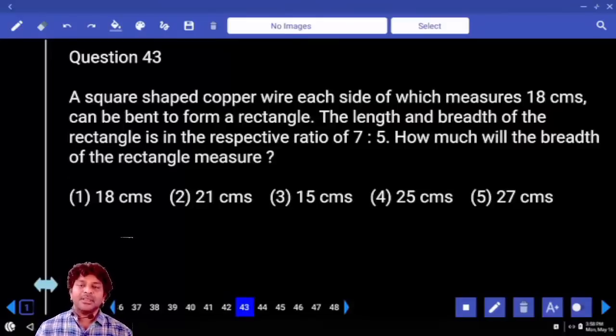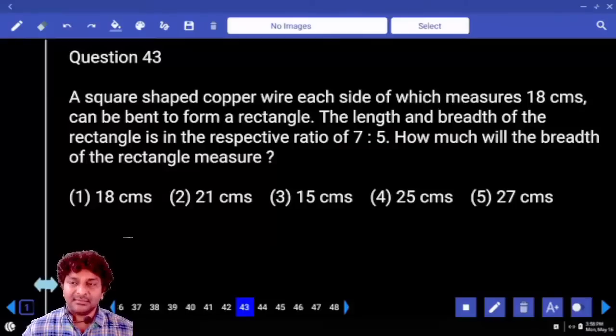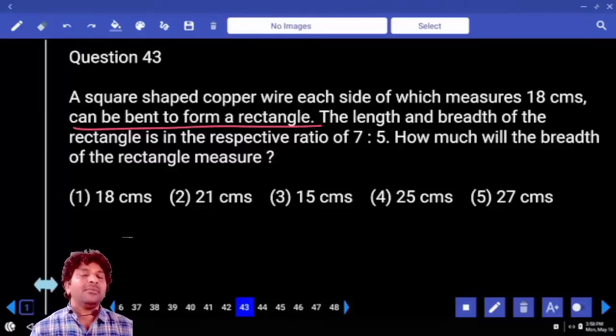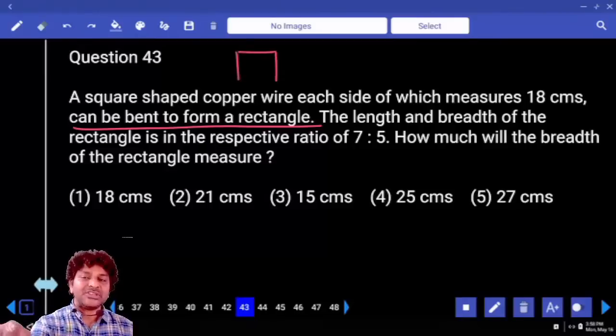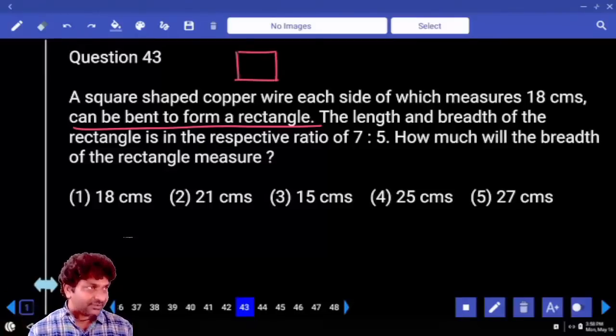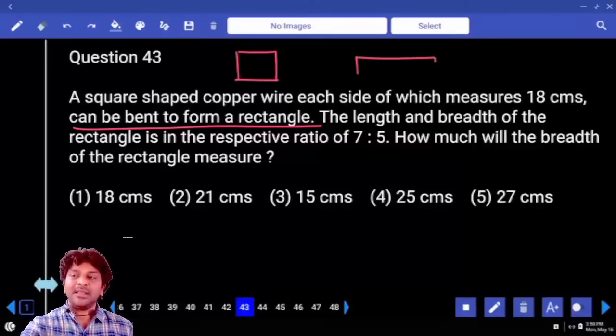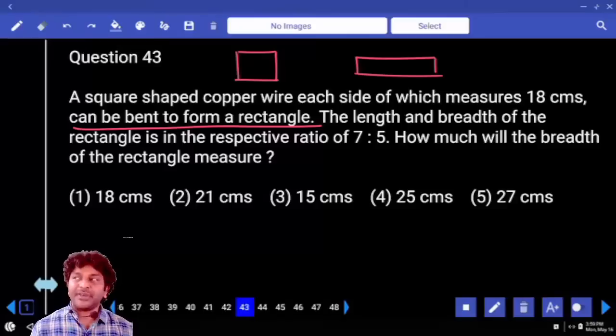Next, a square shaped copper wire, each side of which measures 18 centimeters. That means the side of the square is 18, right? It can be bent to form a rectangle. What can be bent? The copper wire. Initially it is in the shape of a square, but now the same copper wire is used to make a rectangle. So for these two, what should be the same?